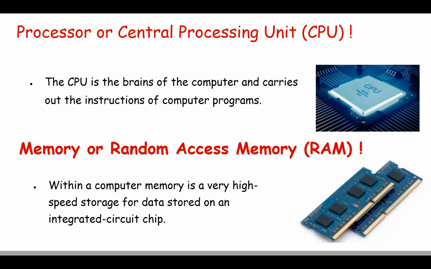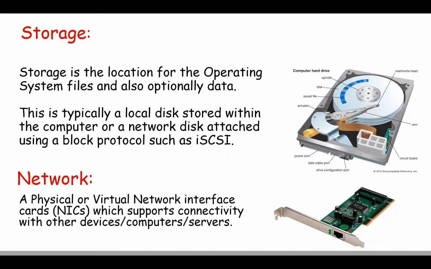Coming to the RAM within a computer, memory is a very high speed storage for data stored on the integrated circuit chip. Storage we know, there are different kinds of storage available in the market. Let's say HDD, simple storage hard disk, pen drives, portable hard disks, CDs in the olden days. Those are called storage. Every system needs storage to store its data. The storage is the location of a compute's operating system files and also the data storing.